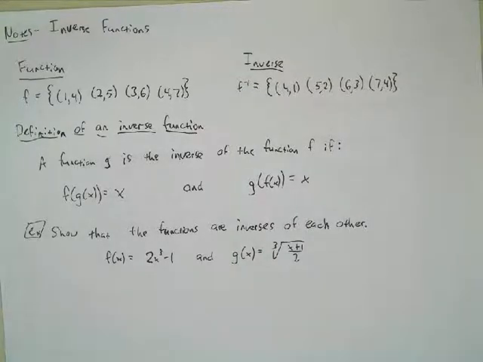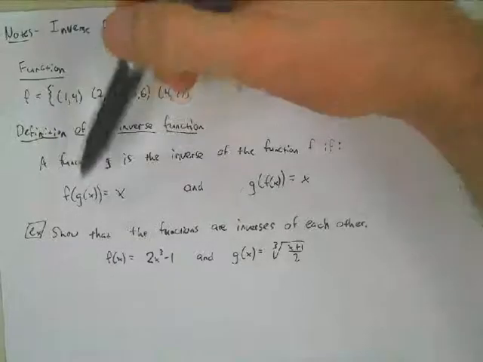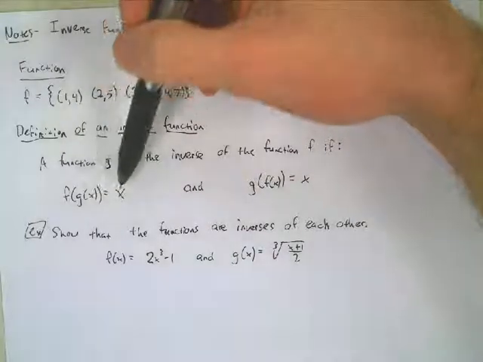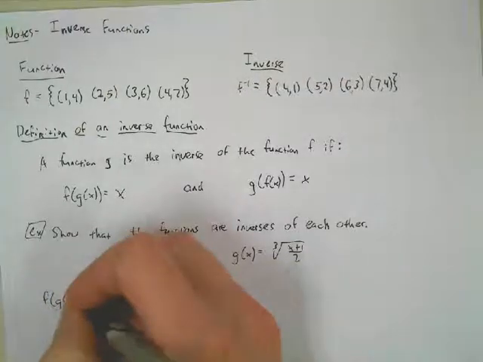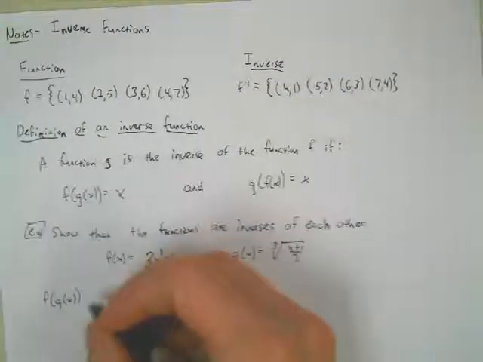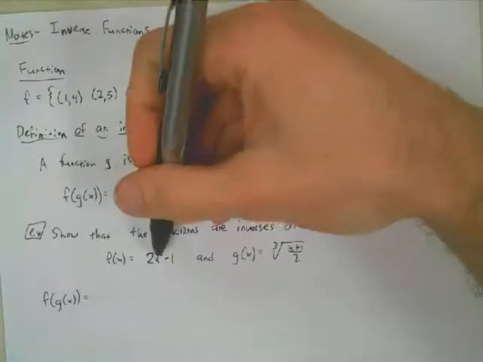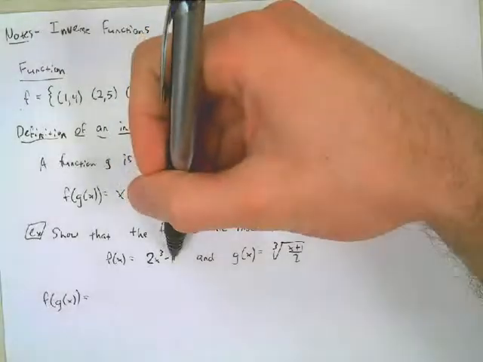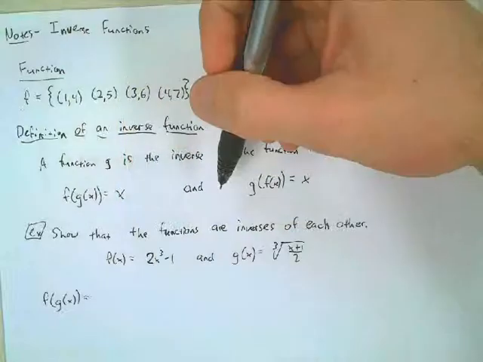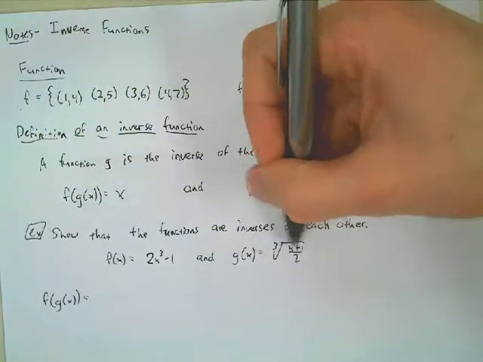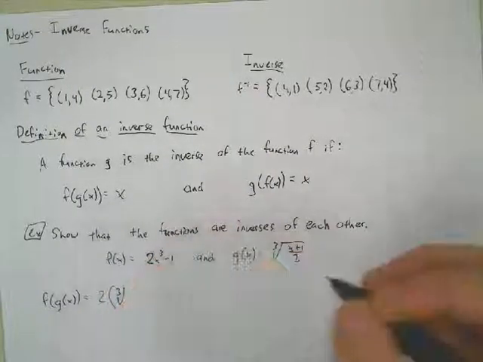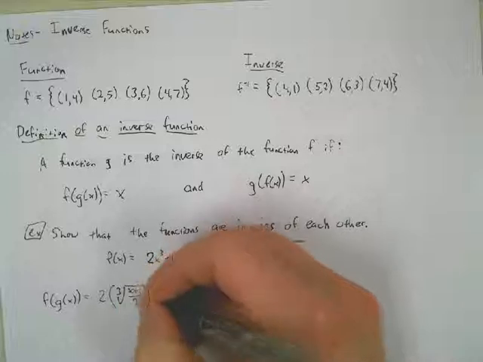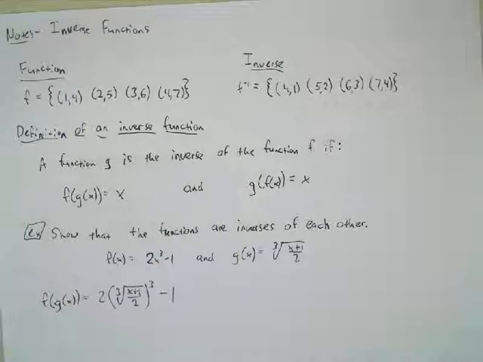So, let's try it out here. Let's see if this works. If it works, then if I plug g into f, it should simplify down just to plain old x. So let's see if that happens. I'm going to take f of g of x. Instead of 2x cubed minus 1, what's going to replace that x? The cube root of x plus 1 all over 2. That's right. So it's going to be 2 times the quantity cube root of x plus 1 over 2, cubed, minus 1. Don't forget all the other stuff too.